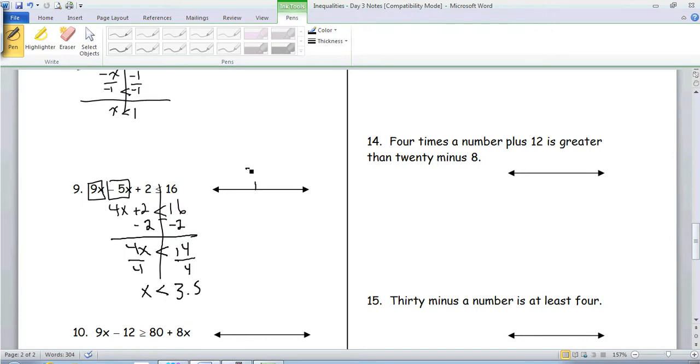So let's do this. 3.5, 4, 4.5, 3, 2.5, and let me get my equal sign in there. It does have the equal sign, so we're going to put our circle, fill it in, and it points to the left. So that's the direction our arrow is going to go.